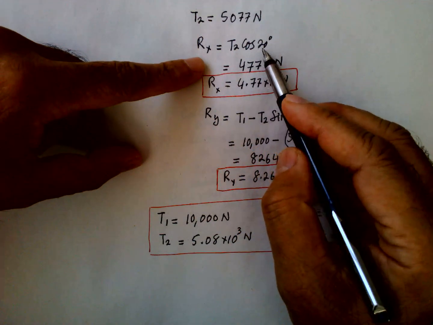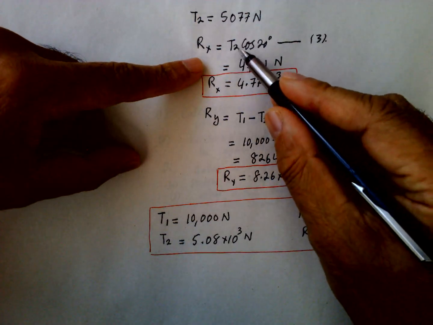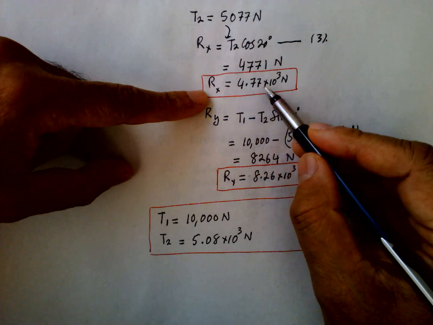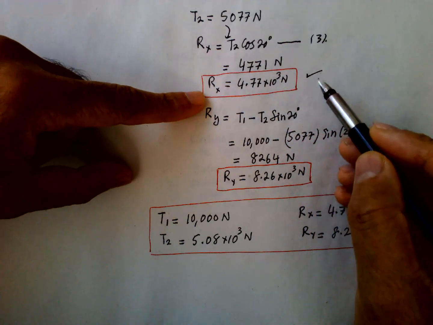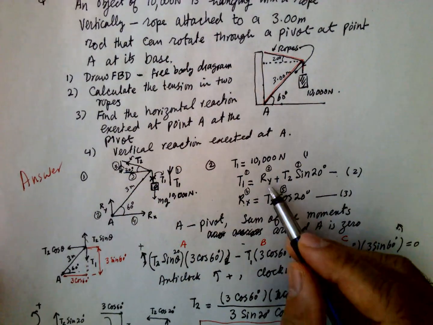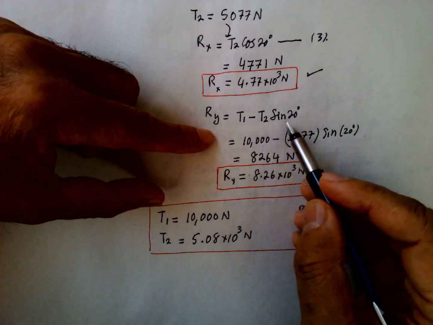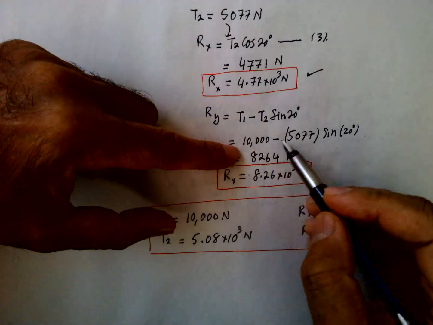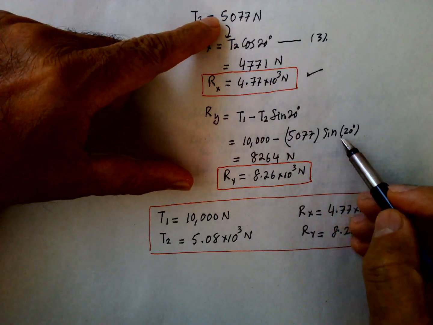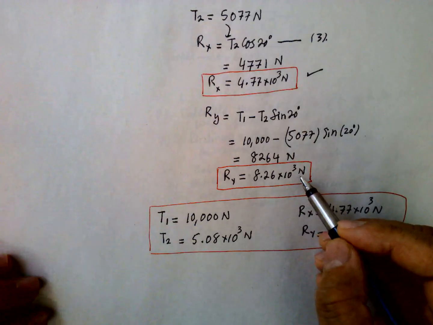So Rx is equal to T2 cos 20. This is equation number 3. If you put this value, we get 4.77 times 10 power 3 Newton. So this is Rx. Then Ry, equation number 2. Ry is equal to T1 minus T2 sine of 20. T1 is 10,000. T2 we have calculated, 5,077 into sine of 20. That will give us 8.26 times 10 power 3 Newton.